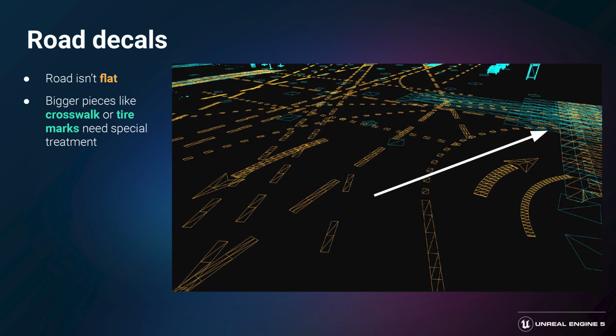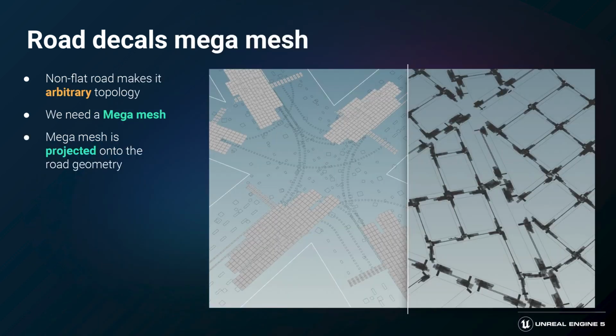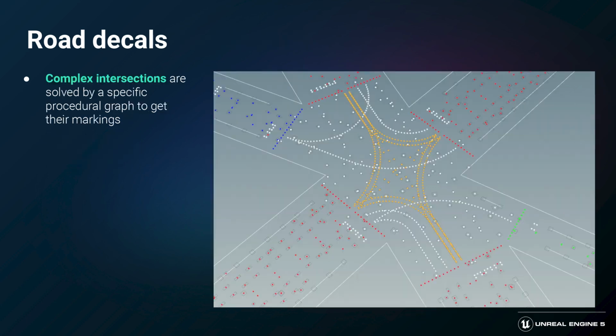For bigger chunks like the crosswalks or the tire marks, the plane would need more subdivision to adapt to the road topology. This is why we have used here a different approach. The curvature of the road makes it a totally arbitrary object, and this was one of the cases where we had to use a mega mesh. So here, the bigger planes were projected on the road geometry to match its topology, and then assembled to a bigger mesh. Another interesting challenge with the decals were the solving of complex intersections.